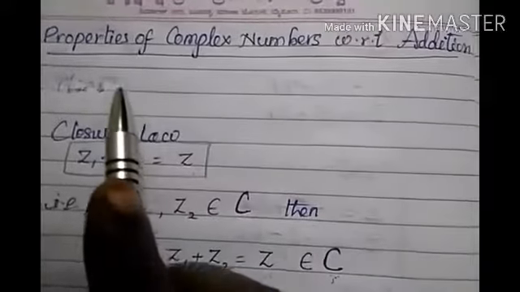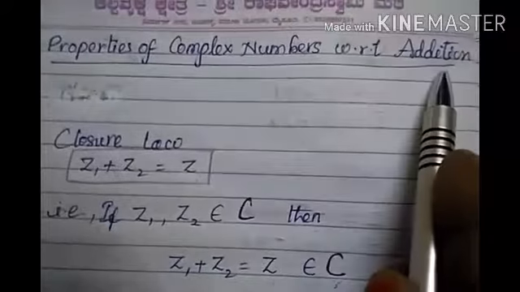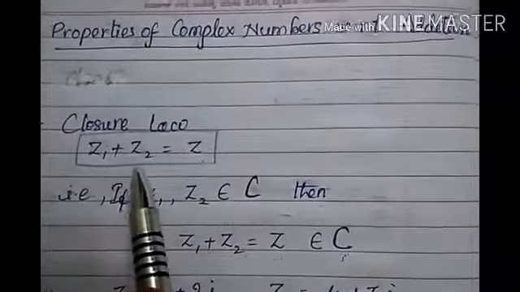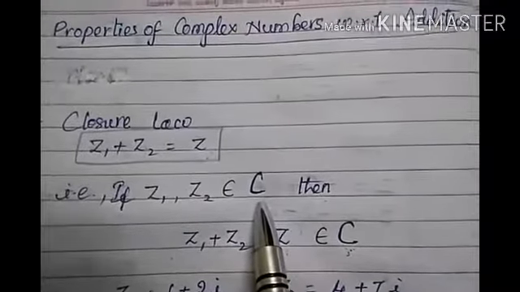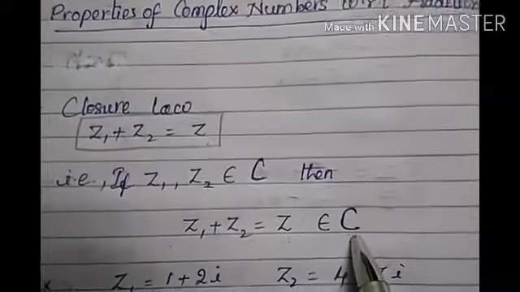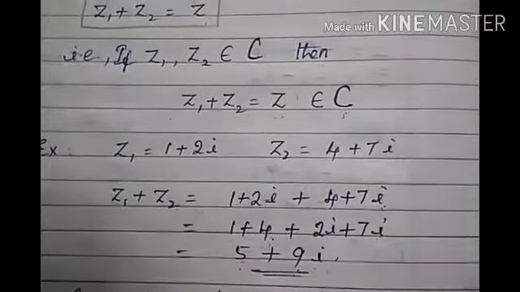Good morning, students. Today we will discuss properties of complex numbers with respect to addition. First one is closure law. Z1 plus Z2 equal to Z. That is, if you take any two complex numbers, then the addition of those two complex numbers is again a complex number. Let us verify the result by taking an example.